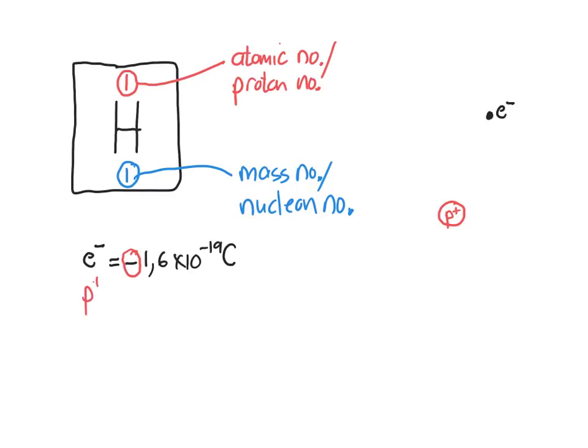Protons are positive, and they have exactly the same magnitude of charge as the electron, but their charge is positive. This is one of the great mysteries of science: why is it that electrons and protons have the same magnitude charge, yet they are very, very different particles? So much so that the mass of a proton is approximately 1,840 times the mass of an electron.